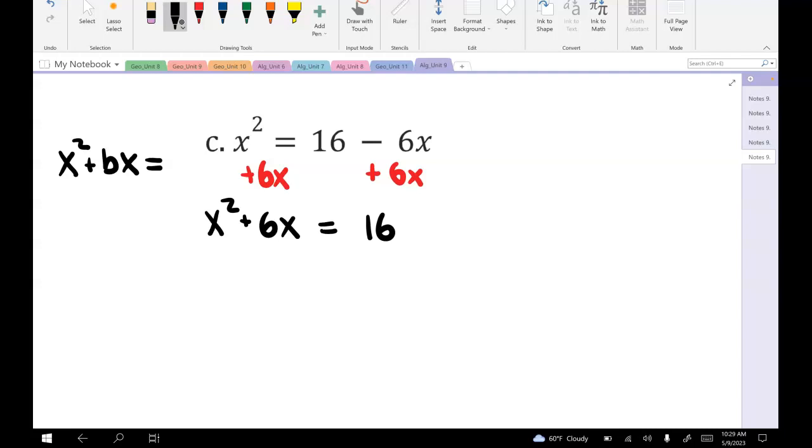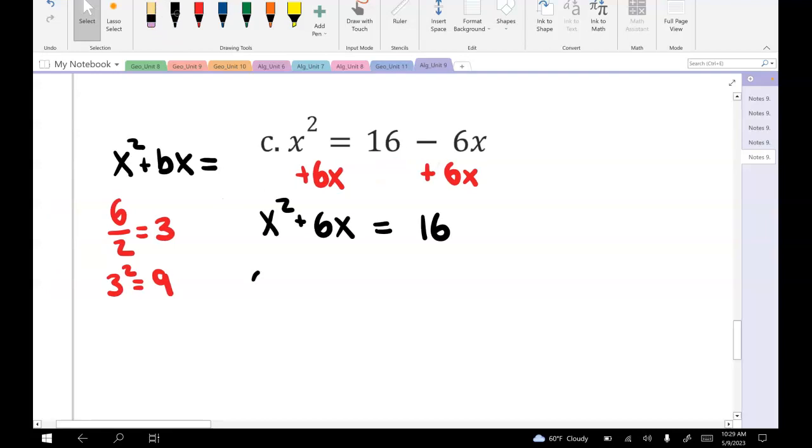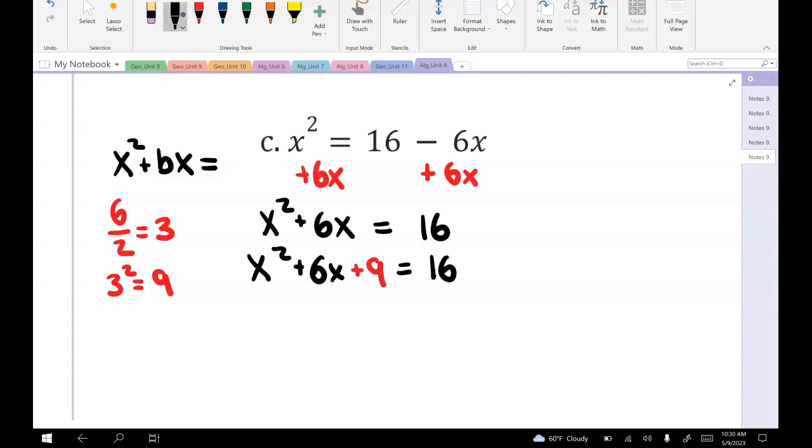Now this is just like how we had it in our first example. We start by completing the square. So 6 divided by 2 is 3. Then you square 3. That's equal to 9. So now I have to add a 9 to both sides. X squared plus 6x, then I add a 9 to this side, and I add a 9 to my other side as well, so I keep my equation balanced.